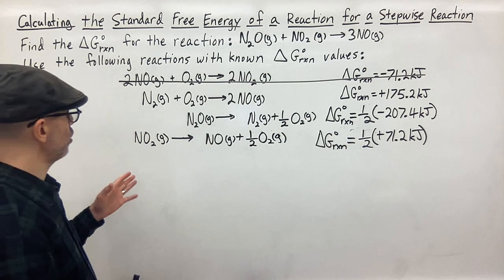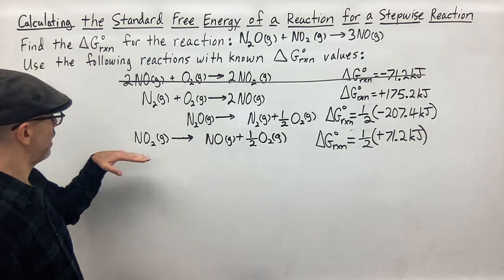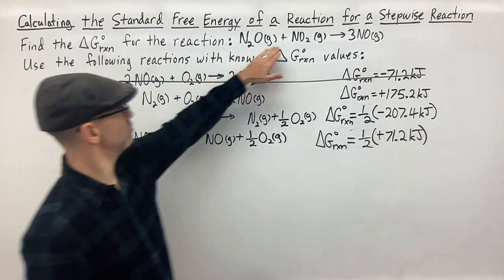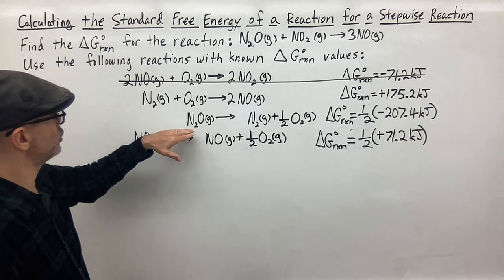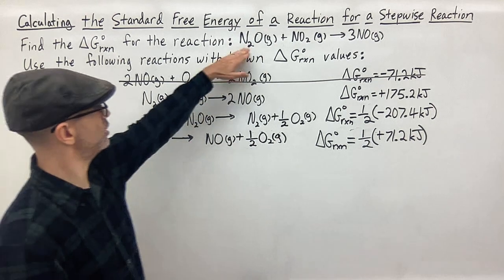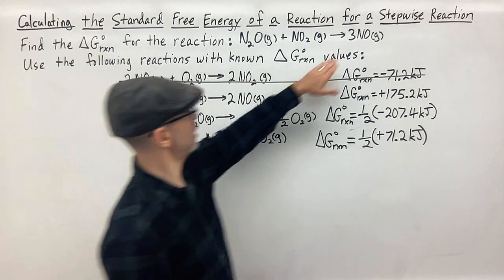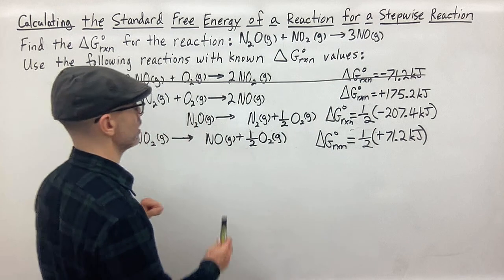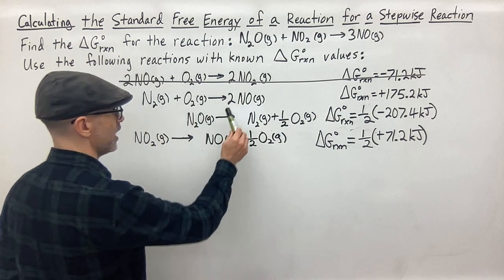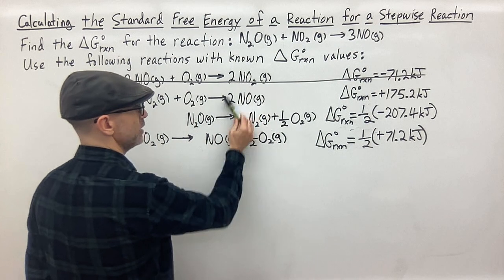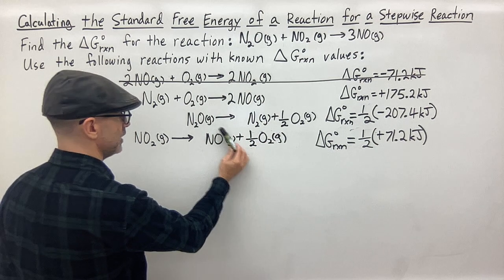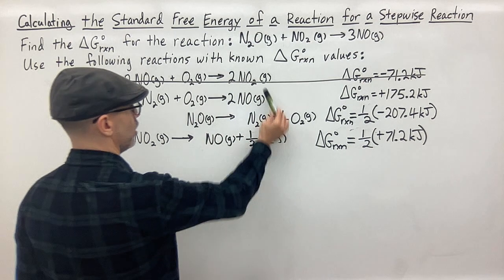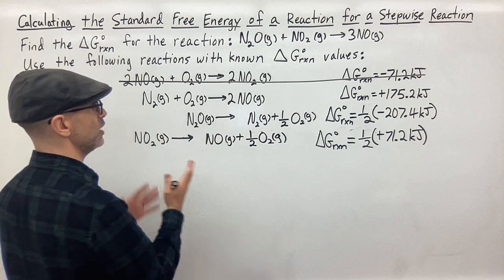Okay, so I have my 1 NO2, I have 1 N2O, and I need 3 NOs as products. So here I have 2 NO gas, and I have 1 NO gas here. No more NO gases anywhere else. So I have the equation.